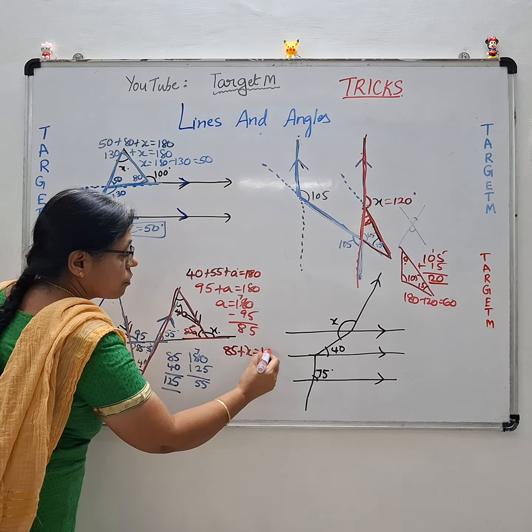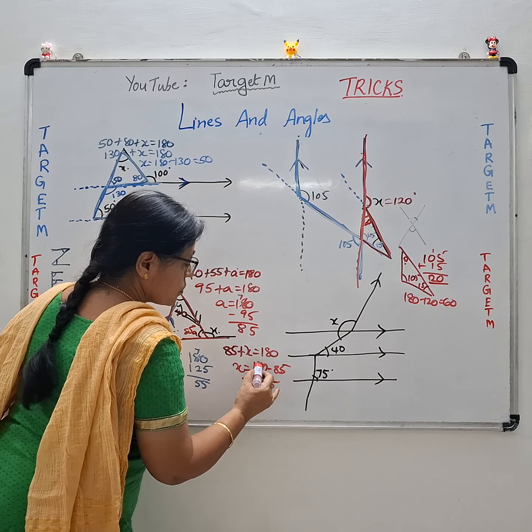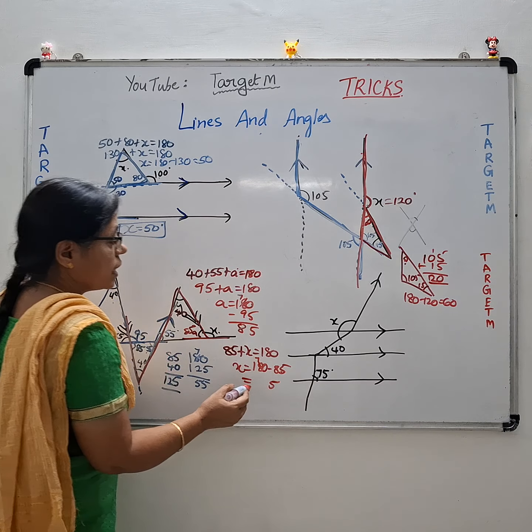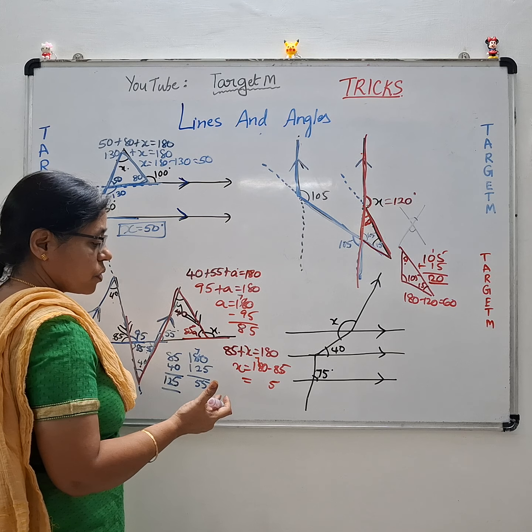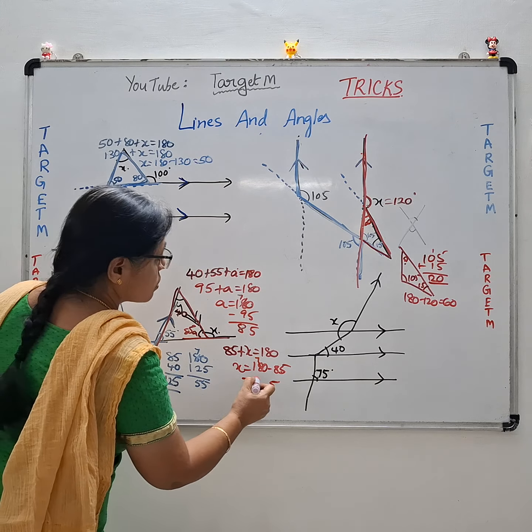So that is nothing but 10 minus 5, which is 5. You are getting here 17 minus 8, that is nothing but 8, 9, 10, 11, 12, 13, 14, 15, 16, 17. So you are getting 95. So the value of x is nothing but 95 degrees.